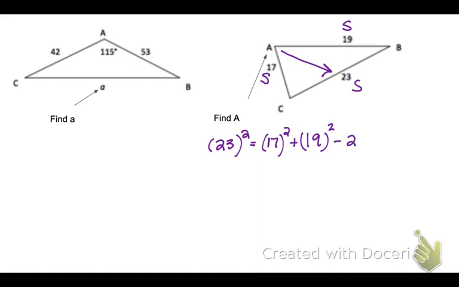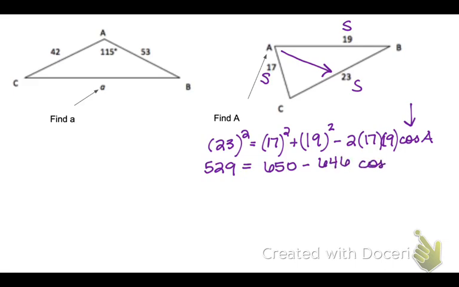Minus 2 is part of the equation. So 17 times 19. And then we would say the cosine of angle A. So as you can see, the variable that we're solving for is way back here in this equation. We got to multiply some stuff together, which means we're going to have to undo that with division. So just be very careful as you're working through this. So 23 squared is 529. I'm going to go ahead and square and add together 17 and 19, which is going to be 650. I'm going to go ahead and multiply together 2, 17, and 19, so minus 646 times the cosine of A.